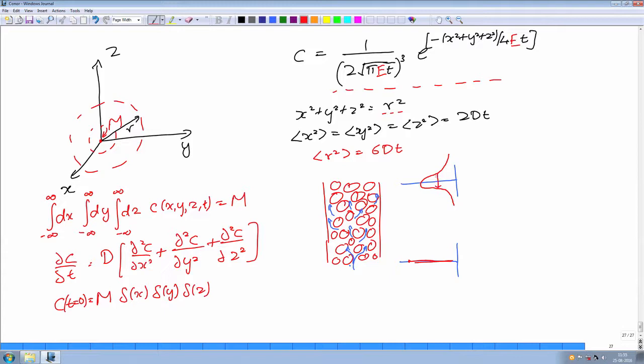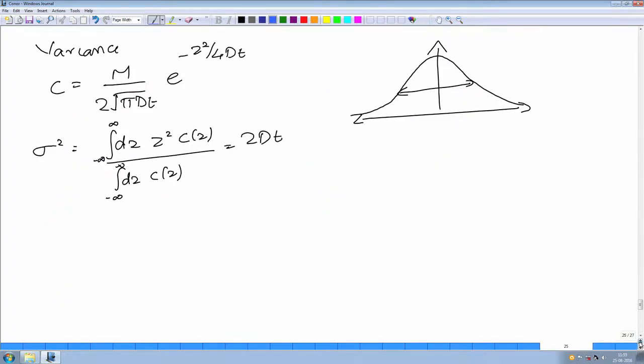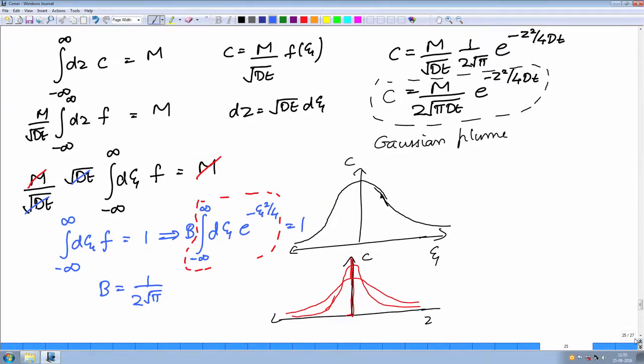What is the spread in this pulse a little while later? From knowing the spread and the time that has elapsed between these two, I can find out what is the dispersion coefficient in this case as well. If it is spreading in one direction, then I will use my previous expression. If it is spreading only in one direction, then this expression can be used.